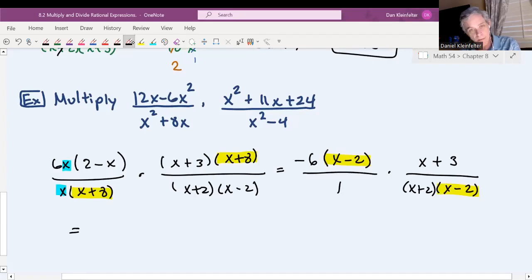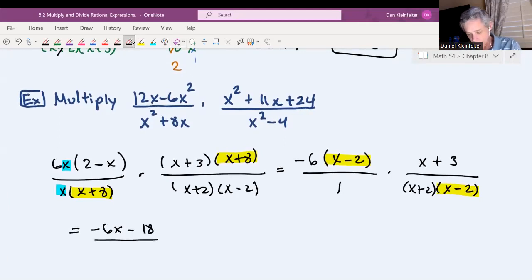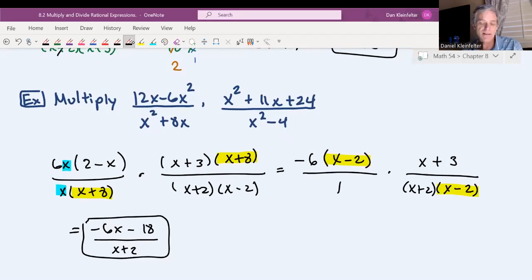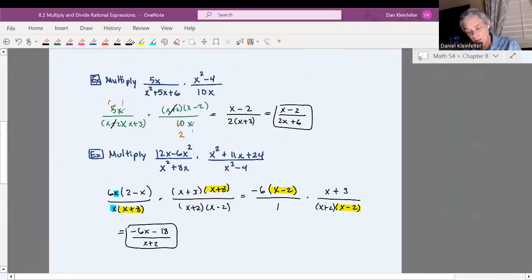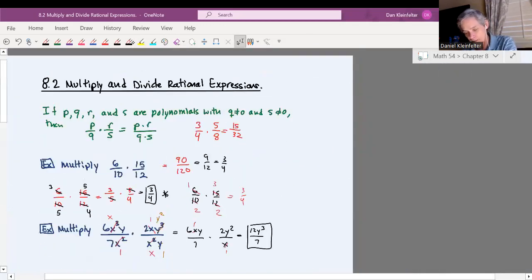So I'm going to go ahead and multiply at this point. We have -6x minus 18. And then down below, we'll have just x plus 2. By the way, once you get this far, you don't have to sit and separately think about, okay, well, does this fraction simplify? If it didn't simplify in the previous step, it's not going to simplify at this point either, so you don't have to try. Okay, so let's see what else we have.